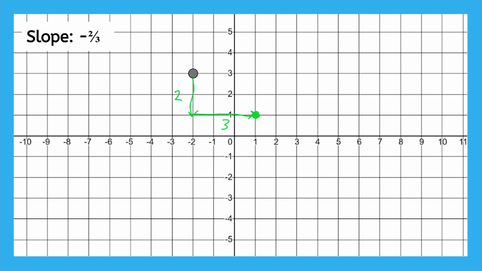If we just draw a line through the 2 points, there we go. This line goes through the given point, and we made sure it has a slope of -2/3. No need to check it, because we can see right here that the slope falls 2 and runs 3.